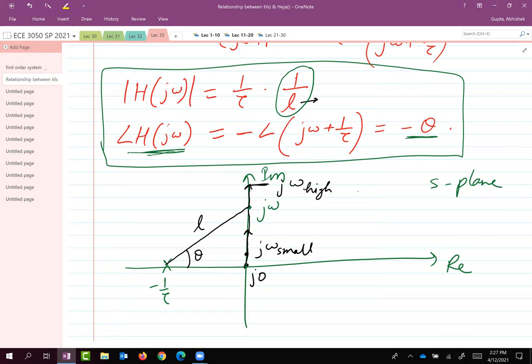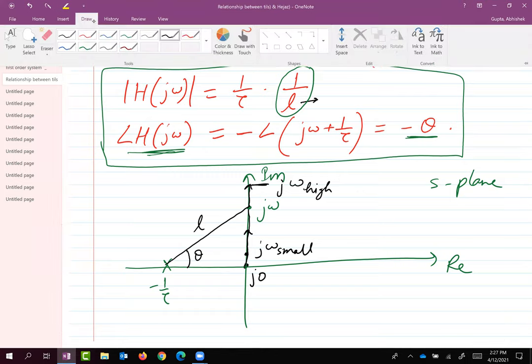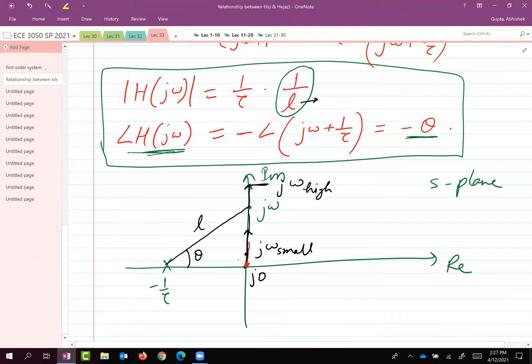Okay, let me go through this whole exercise once more. So when my omega is small, my L is not changing much and my theta is close to zero. So I'm going to pass most of the frequencies without much attenuation for small values of omega, and the phase difference is going to be very close to zero. And as the frequency becomes higher and higher, my theta approaches 90 degrees. So my phase difference would be minus 90 degrees. Remember, this is minus theta. And my L becomes very large because omega is high. And if L is very large, then it means that the absolute value of H of J omega will become very small. And therefore, the system will reject high frequency signals. And we can infer this whole thing just by looking at the pole zero diagram and thinking about it a little bit more carefully.